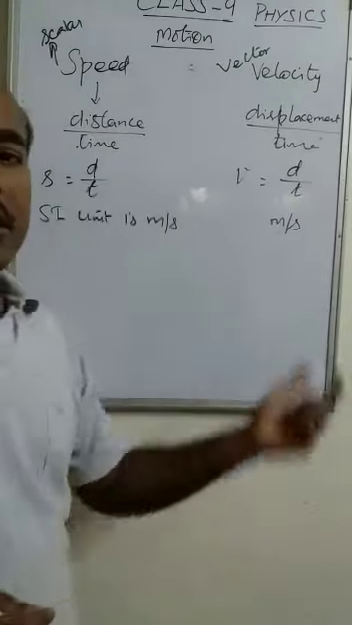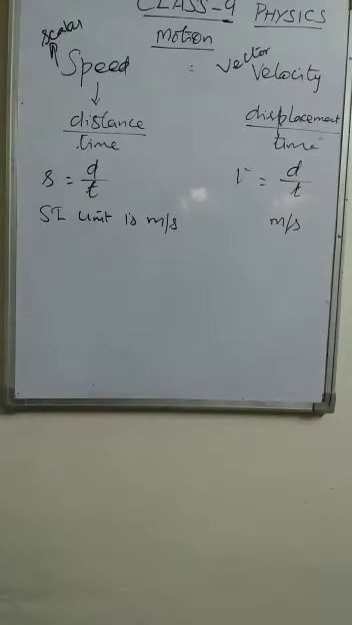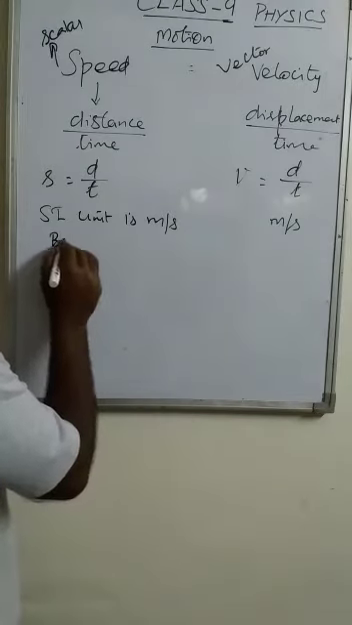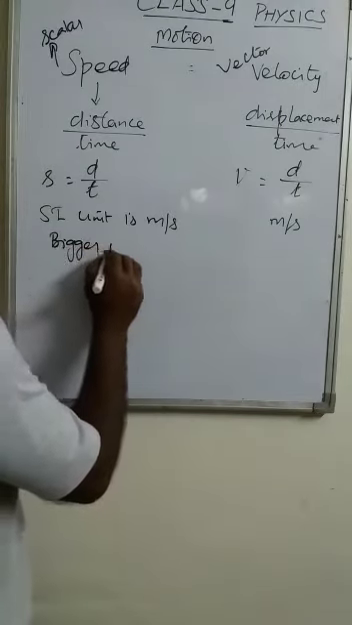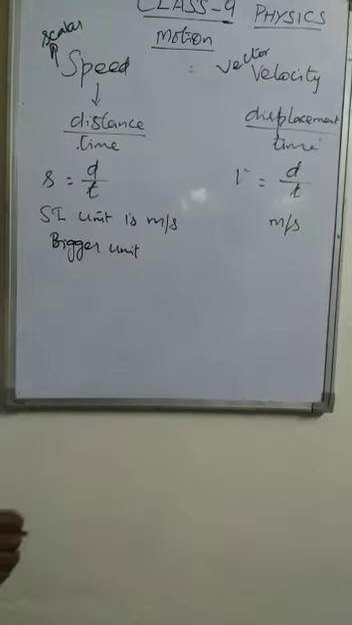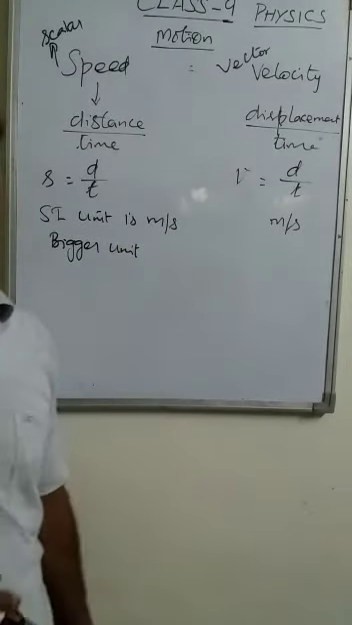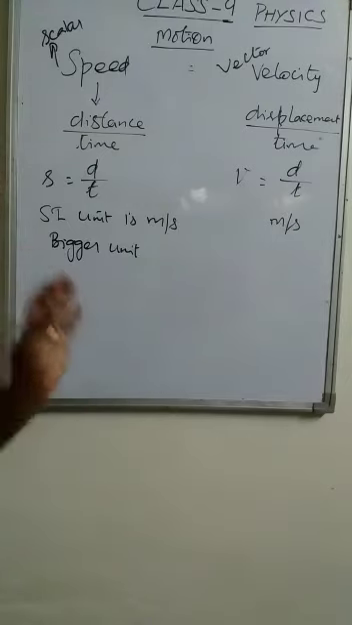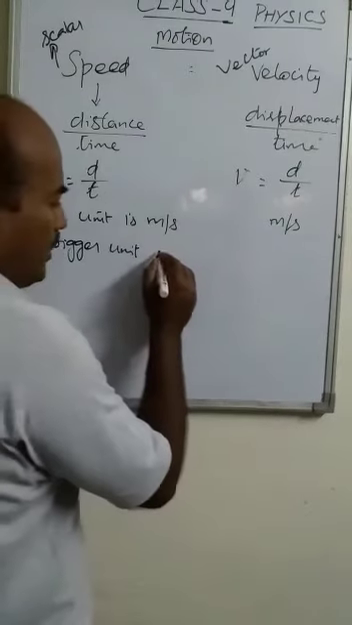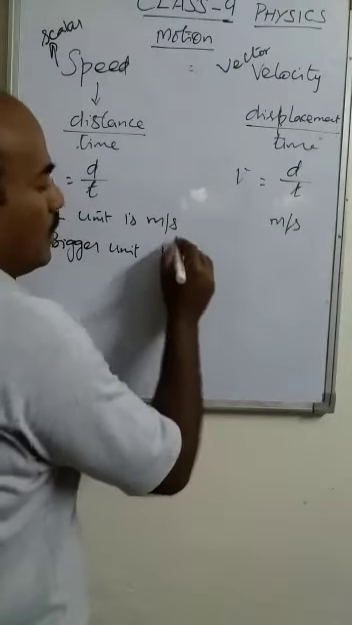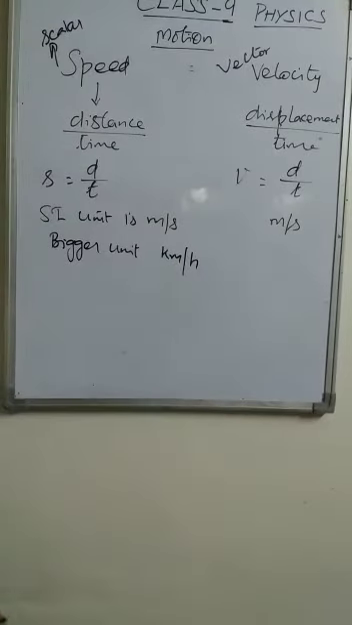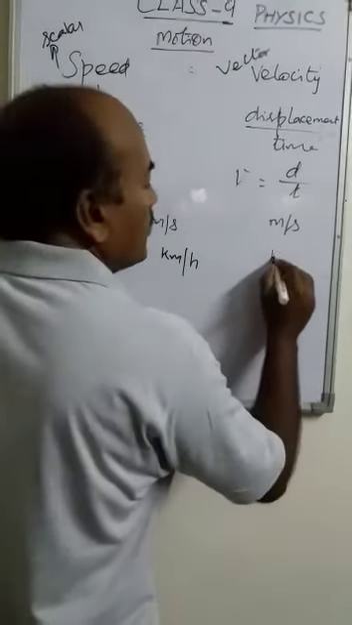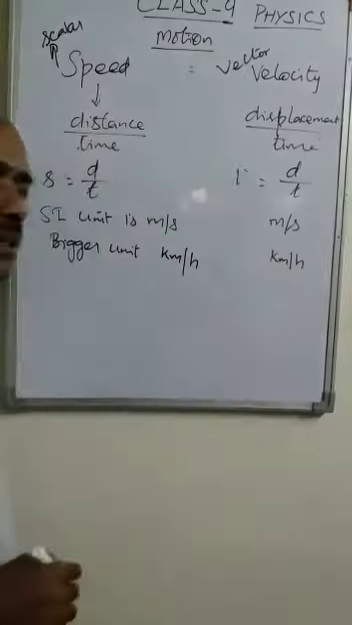But these two quantities are not always measured in meter per second. Sometimes they are measured in bigger units, because practically whenever people are traveling over longer distances, bigger units are used. The bigger units are kilometer and hour. So kilometer per hour. This is also measured in kilometer per hour.